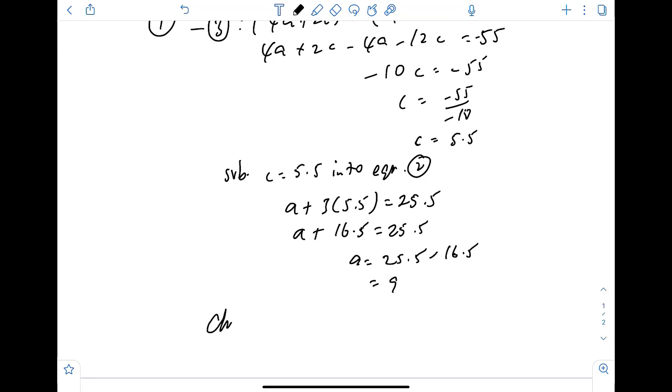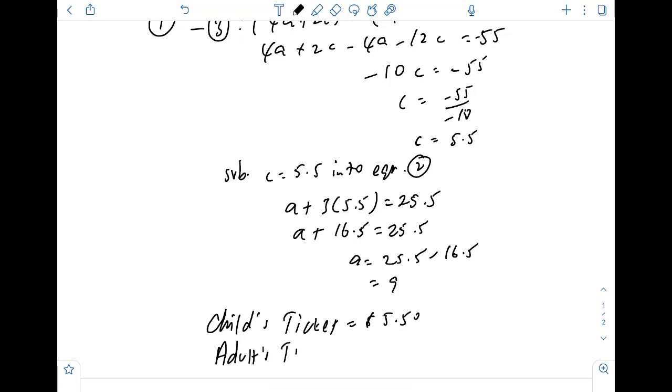Okay, so we can write the statement here. Child's ticket is equal to $5.50. Since they want to know the cost, we have to present it with a dollar sign and 2 decimal places if there is a decimal place. Adult's ticket, now this will just be $9. Final answer for this question.